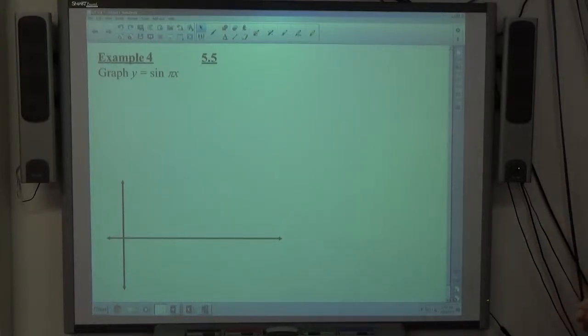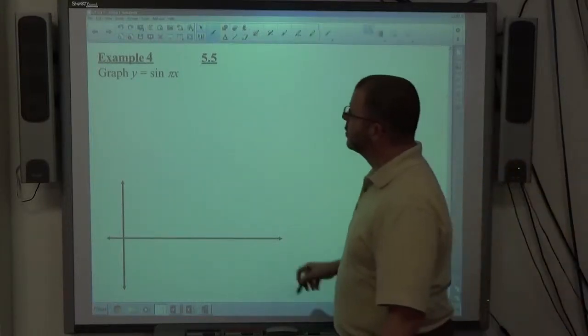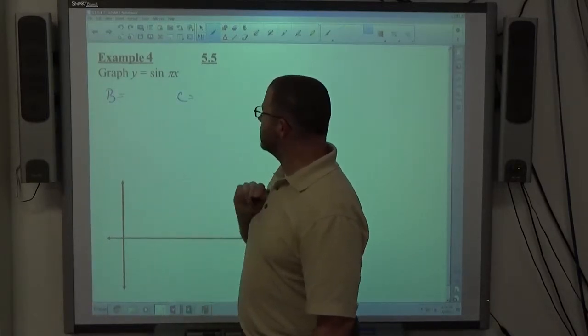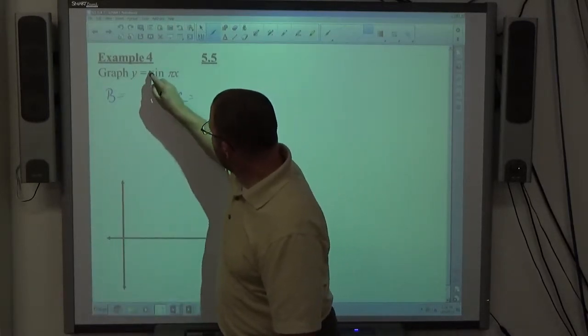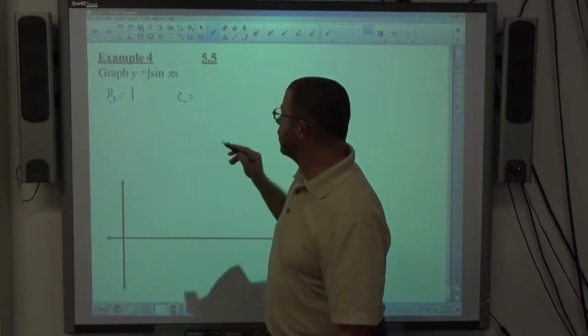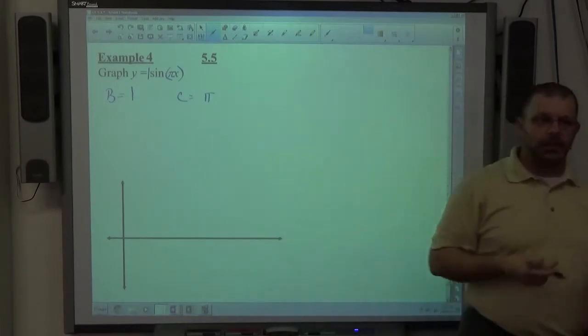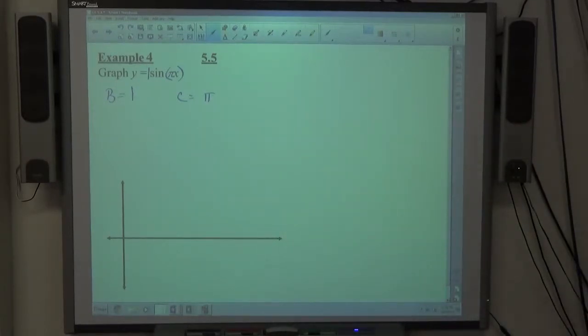Example 2, graph y equals sine of pi x. So, again, start with b equals something and c equals something. What does b equal? 1. Very good. There's no number in front of that, so understood 1. C equals? Pi. Again, it's always sine of something x, and if it's just x, c equals 1. In this case, it's pi x, so c equals pi.